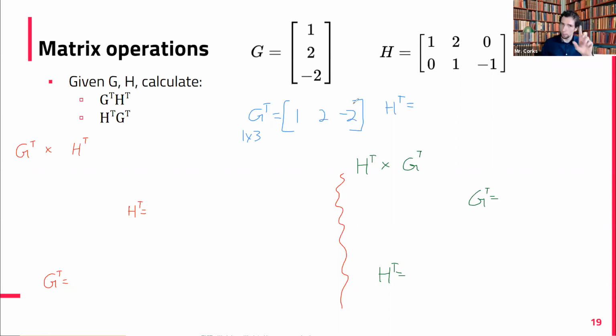I know this particular one might feel like, okay, we're just rotating it, but that's not what's happening. So we'll see that with our second one here. So H transpose, what are the dimensions? 2 by 3.